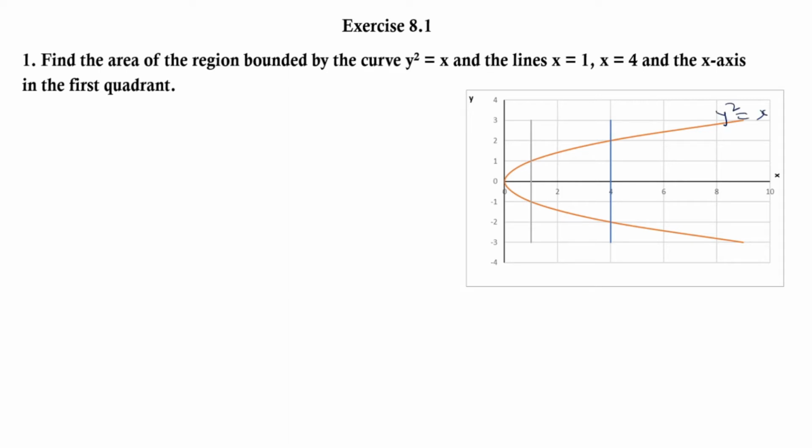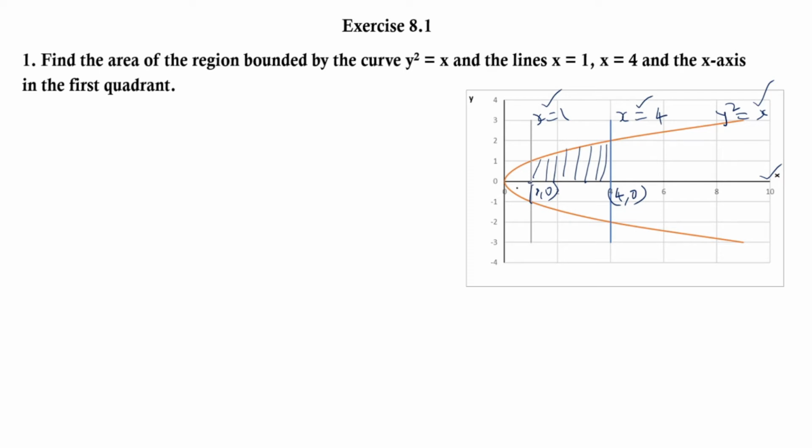Next, the line x is equal to 1 is a straight line which passes through 1, 0 and parallel to the y-axis. The line x is equal to 4 is a straight line which passes through 4, 0 and parallel to the y-axis. So we need to find the region bounded by this curve, the line x is equal to 1, x is equal to 4 and the x-axis in the first quadrant. So the corresponding region is this shaded part.